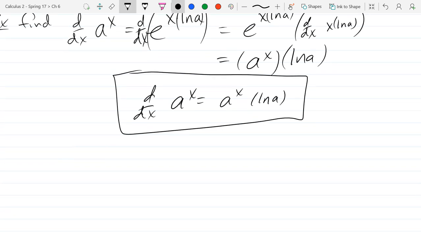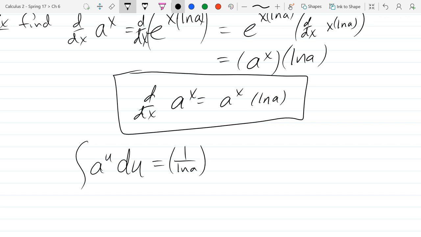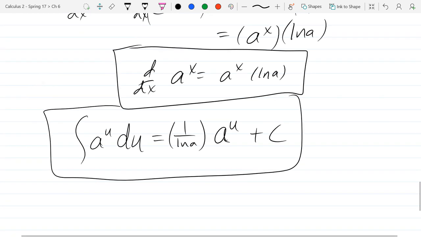We'll write that down now. So the antiderivative of a to the u du. All we're going to do is move the ln a to the other side. So we get 1 over ln a times a to the u plus c. You could leave the ln a on the left side, but we try to clear out the integral side of extra constants, so we just moved it over.